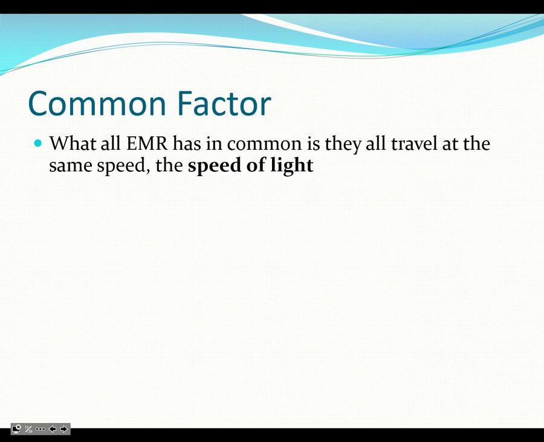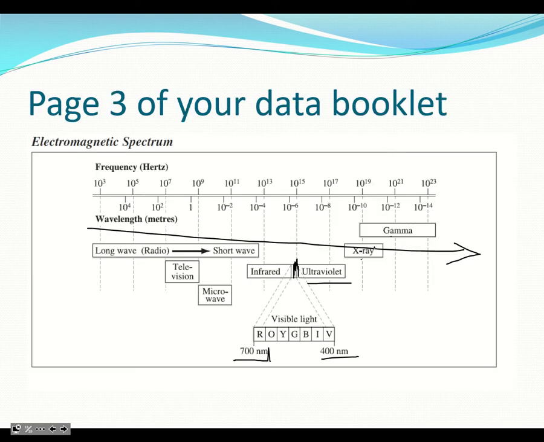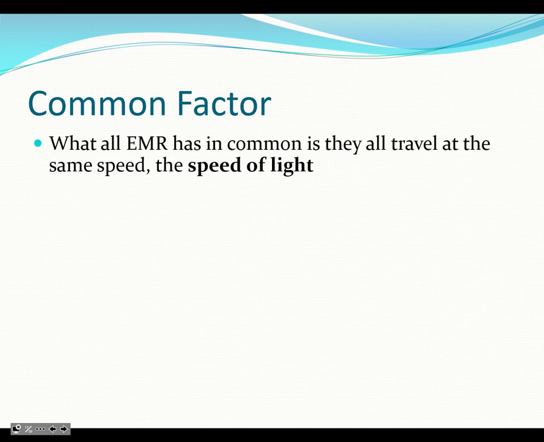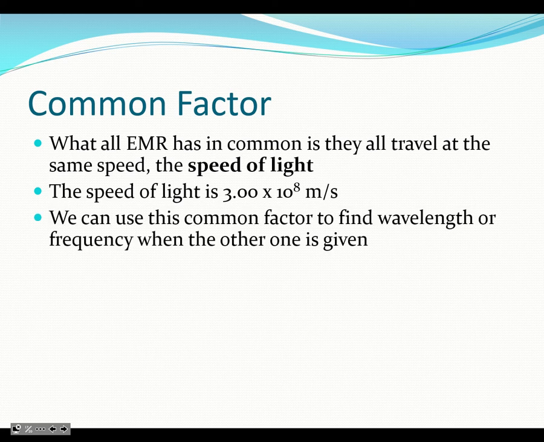So what all EMR has in common, no matter what it is, whether it's gamma, X-ray, radio waves, is that they all travel at the same speed, which is the speed of light. And the speed of light is 3 times 10 to the 8 meters per second. And you have that in your data booklet as well. So because they all travel at the same speed, if we have wavelength or frequency, we can find the other one because we know that they travel at the speed of light.